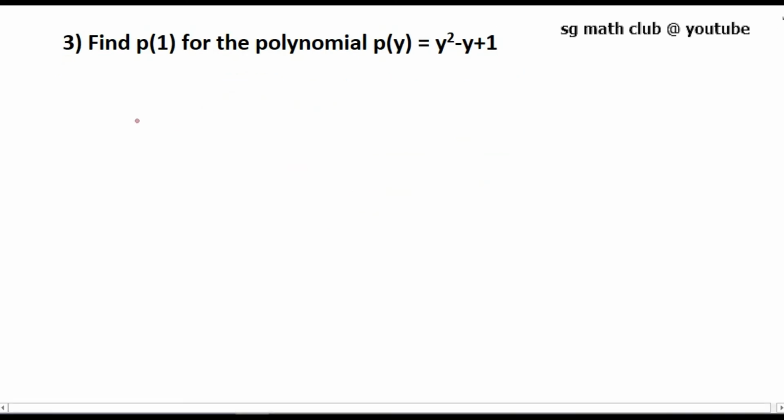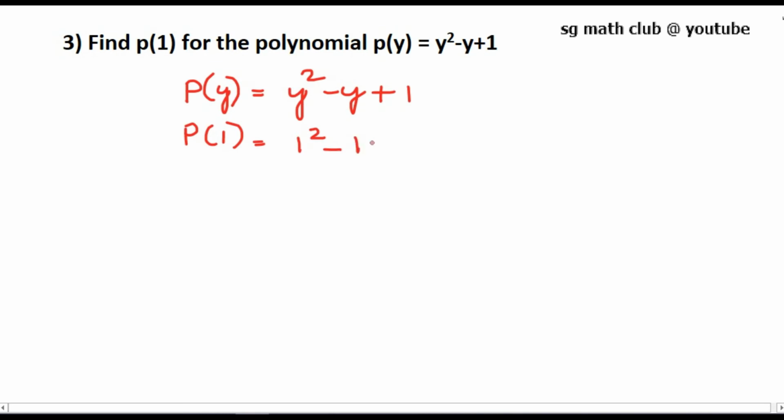Now one more example. Find p of 1 for the polynomial p of y equal to y square minus y plus 1. So they have given p of y equal to y square minus y plus 1. We need to find out p of 1, which is equal to 1 square minus 1 plus 1. So 1 square is 1, minus 1 plus 1. This will get cancelled. So the answer is 1.